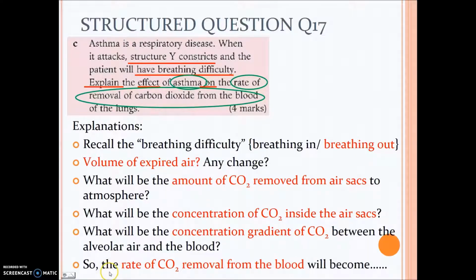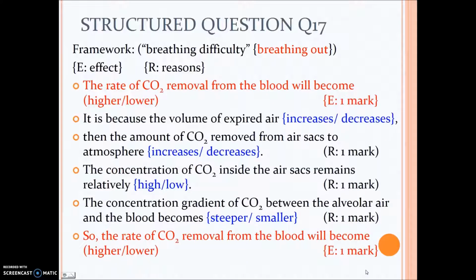The last part is to mention whether the rate of carbon dioxide removal from the blood will become higher or lower, referring to the topic sentence. Then I will show you the pattern of the 2 types of answer. The first type, breathing out: you can use the topic sentence first, the effect, which is that the rate of CO2 removal is higher or lower, and then the reasons: reason number 1, reason number 2, and reason number 3. Probably it is just a series of reasons. So you can see the logical flow of answering this question.